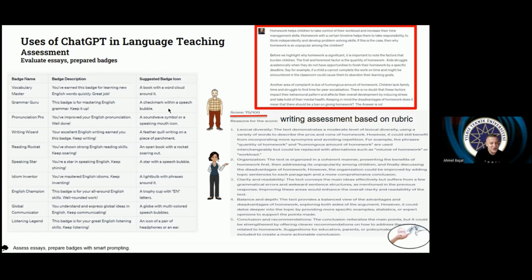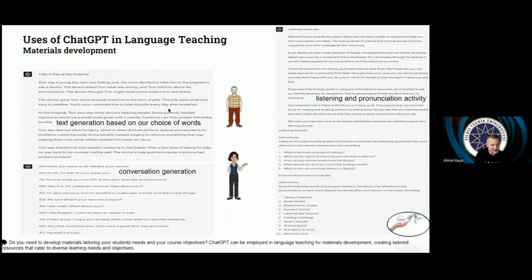Okay, the next one, material development. Yes, ChatGPT can give a hand to English teachers in terms of material development. You see, text generation based on your choice of words. You give a bare list from your course books. Okay, use these words in a text. ChatGPT can generate a text based on the words you chose. ChatGPT can generate conversation, based on the curriculum that you have. ChatGPT can create listening and pronunciation activities. Don't forget the human touch again.